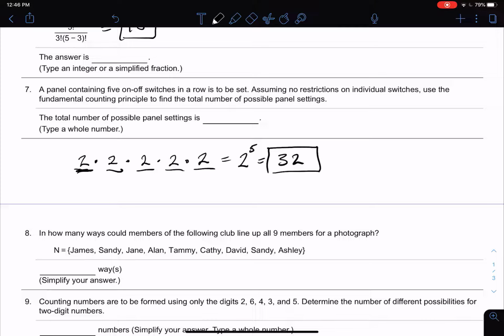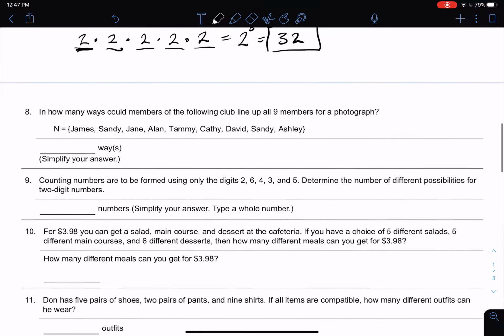So let's see, a panel. Find the total number of possible panel settings. And these are with the switches, right? Switches on or off, up or down, like light switches, I guess. Let's take a look at number 8.